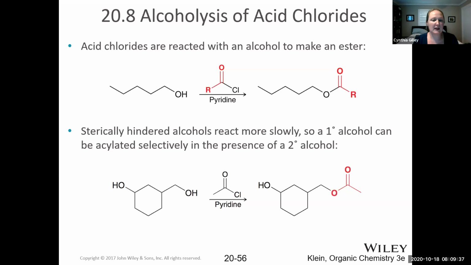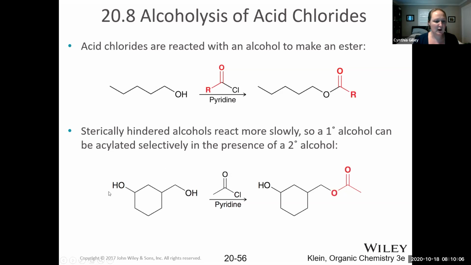Okay, more common than treating an acid chloride with water to form a carboxylic acid would be treating an acid chloride with an alcohol and an equivalent of pyridine to form an ester. The reaction is going to work pretty much the exact same way water reacts with an acid chloride, and alcohol can react with an acid chloride. And again, pyridine is there to mop up the HCl byproduct.